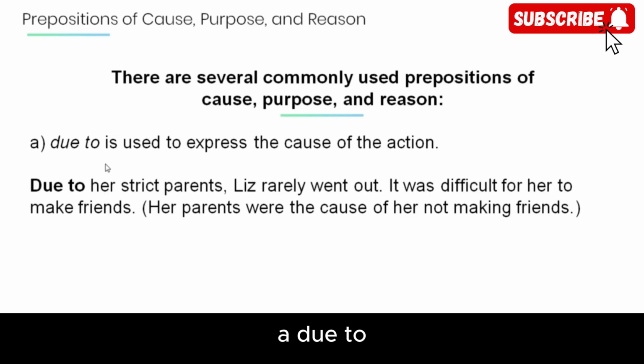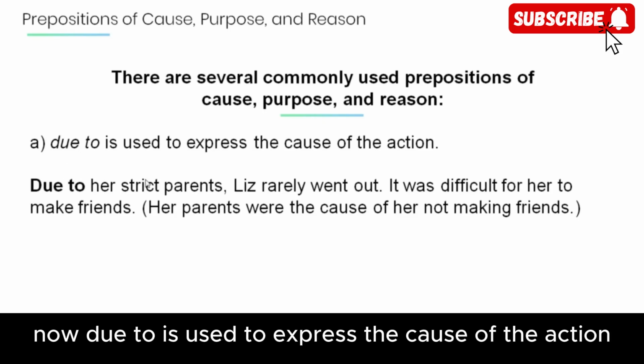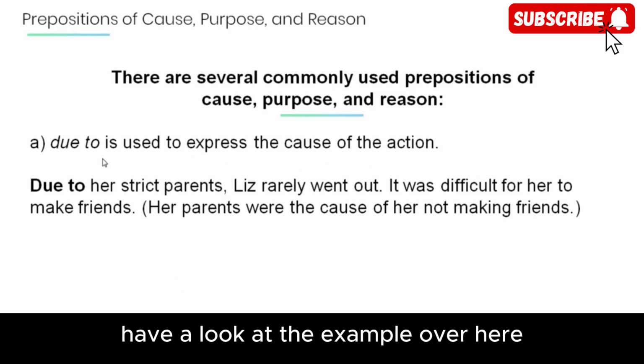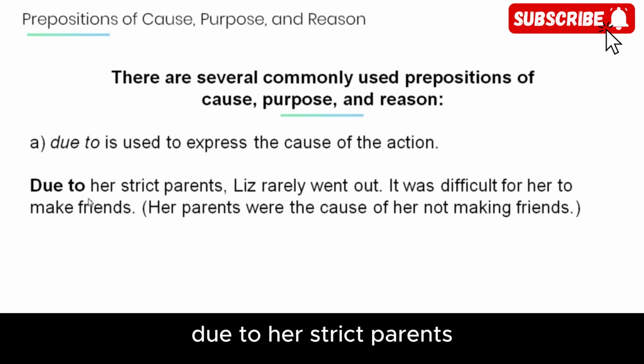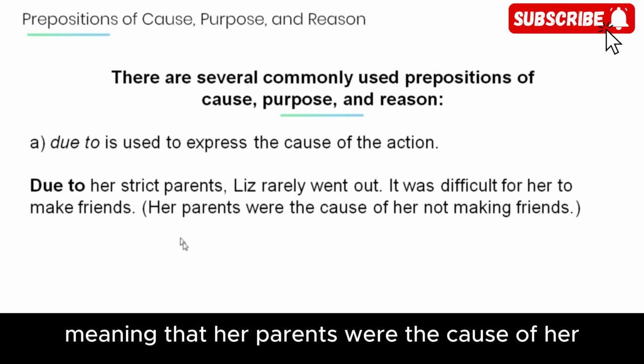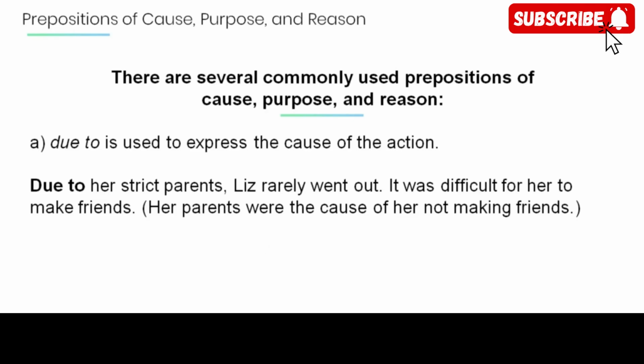A. Due to. Now due to is used to express the cause of the action. Have a look at the example over here. Due to her strict parents, Liz rarely went out. It was difficult for her to make friends, meaning that her parents were the cause of her not making friends.